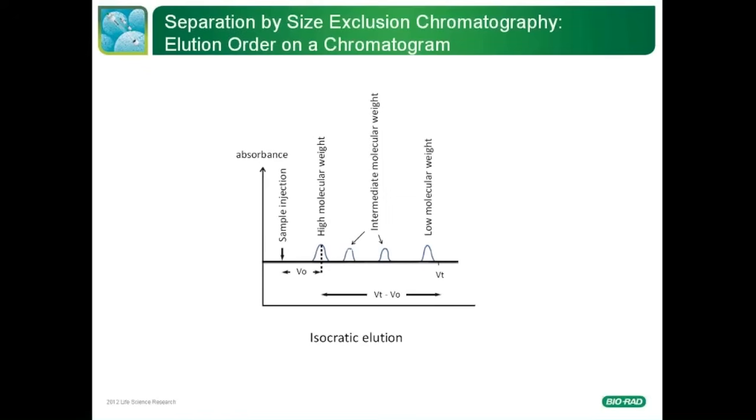This also represents the VT minus VO range, and this represents the stationary phase volume. And then the low molecular weight biomolecules elute off the column last because they had full penetration, for all intents and purposes the greatest penetration, into the internal pore space of the particles. Since elution takes only one column volume, they come off by or before VT.